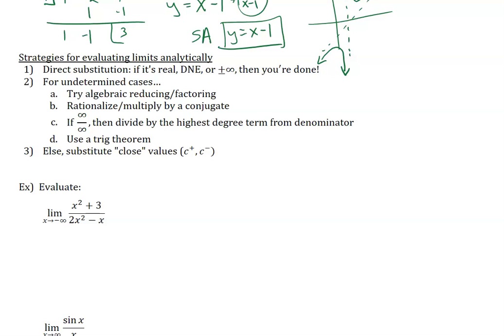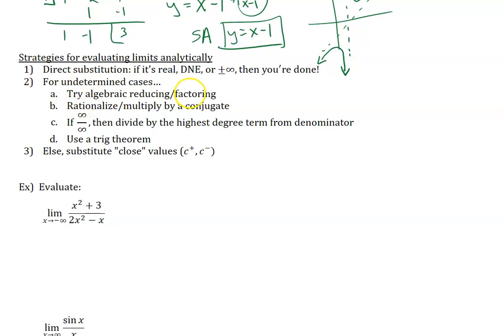Remember, we first tried direct substitution. If we get some real number, a constant, or if we get something that doesn't exist, or plus or minus infinity, then we know that we're done. Like, y equals x squared as x approaches infinity is just infinity. However, a lot of the time we're going to have an indeterminate value, or undetermined, same thing. So like 0 over 0, infinity over infinity, that kind of thing.